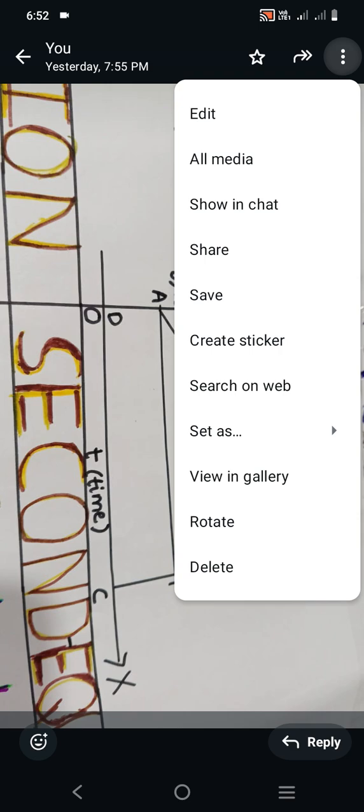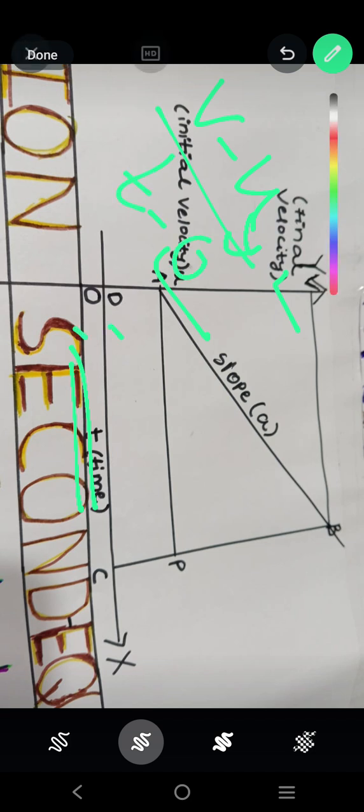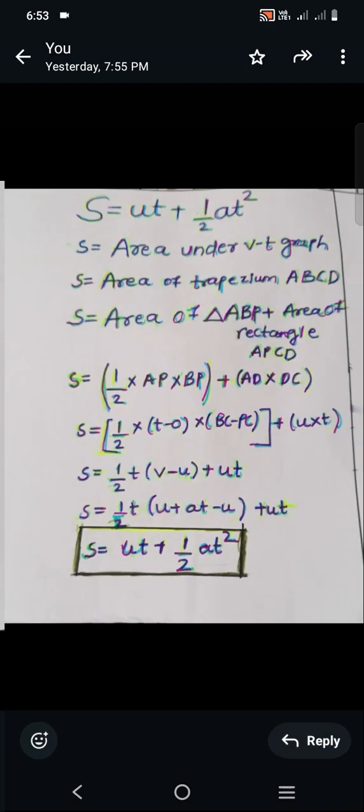So here, if I say this is the y-axis and here v is present, u is present, you can say v minus u. And if I talk about the x-axis, it is t minus 0. Okay. So now a equal to how much? v minus u by t. So at equal to v minus u. v equal to how much? u plus at. Clear? Okay. Now moving on to the next.